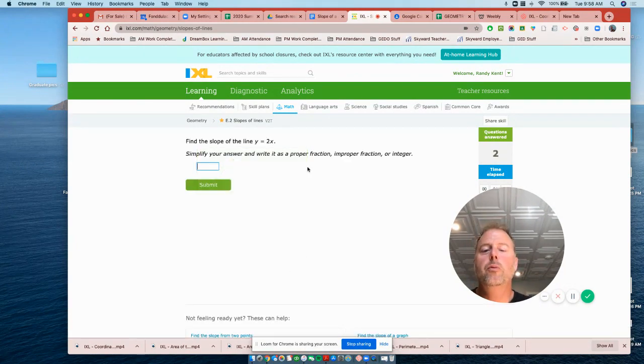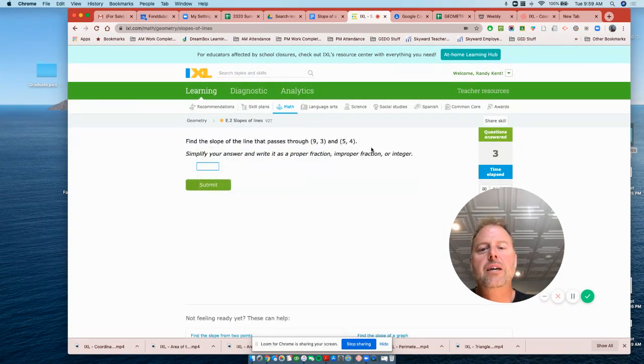All right, slope of this line, again, the number in front of the x is your slope. So in this case, that would be 2. Whenever you have y equals mx plus b, the number in front of the x is your slope. So y equals 2x, in this case, plus 0. They just don't put it on there. The number in front of the x is going to be your slope, so that would be 2.